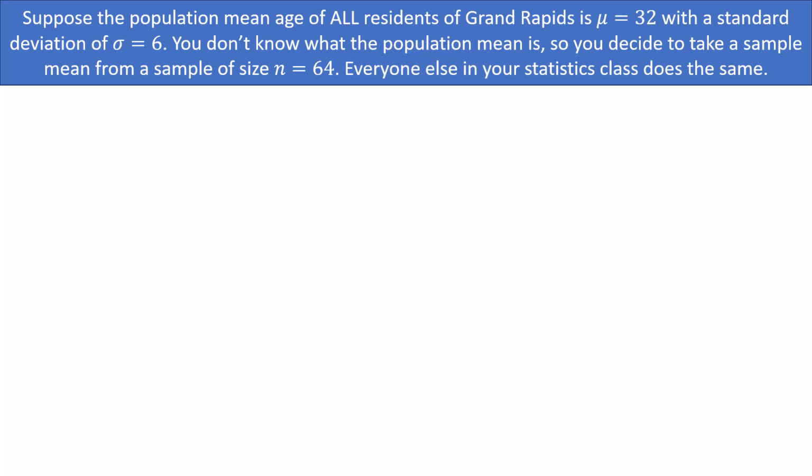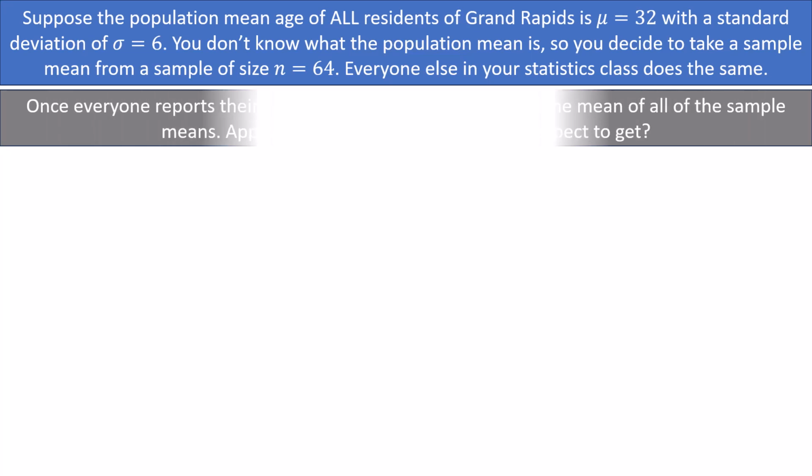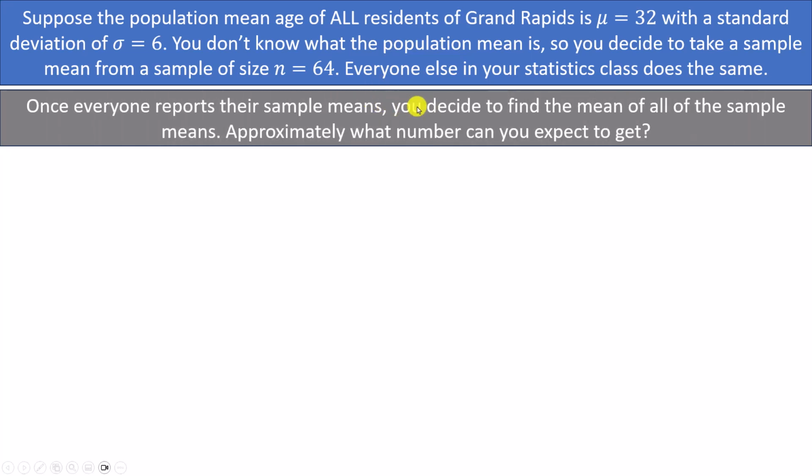Okay, let's apply some of these concepts more directly to the example we looked at earlier. So suppose that the population mean age of all residents of Grand Rapids is mu equals 32, with a standard deviation of sigma equals 6. You don't know what the population mean is, so you decide to take a sample mean from a sample of size n equals 64. Everyone else in your statistics class does the same thing. Once everyone reports their sample means, you decide to find the mean of all the sample means. Approximately what number can you expect to get? Pause the video and think about this question for a second before going on to see the answer.